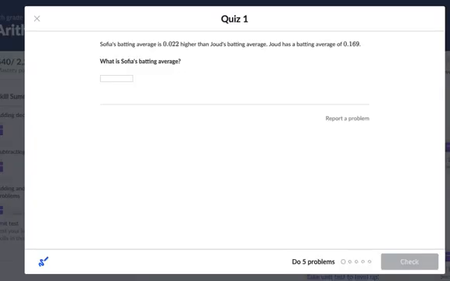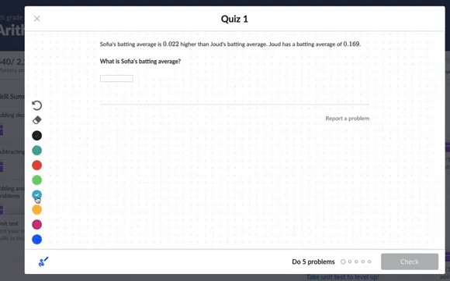Okay, let's go over some examples. In this example, it says that Sophia's batting average is 0.022, or 22 thousandths higher than Jowd's batting average. Jowd has a batting average of 0.169, or 169 thousandths. What is Sophia's batting average? Go ahead and pause the video, see if you can solve it on your own first.